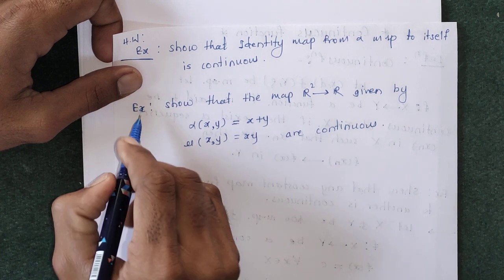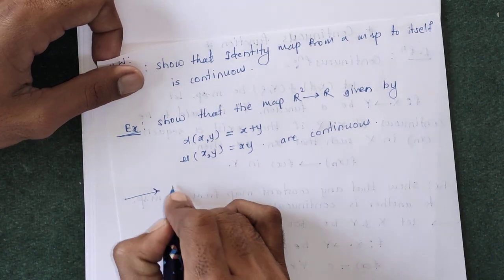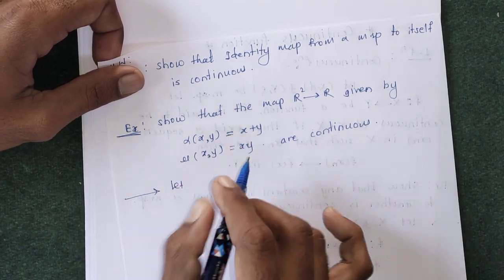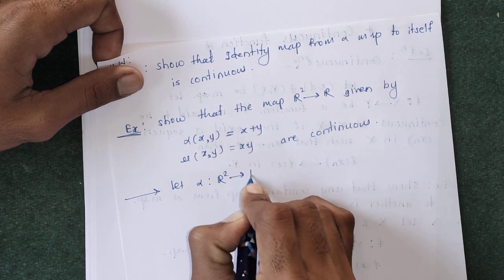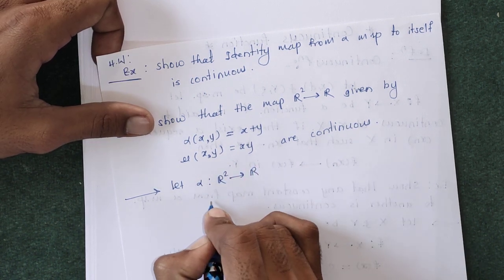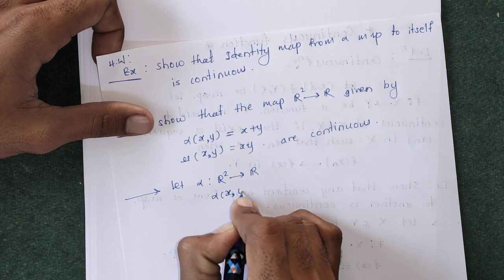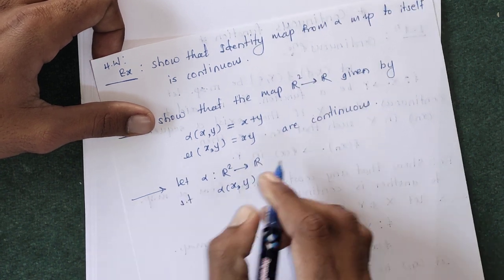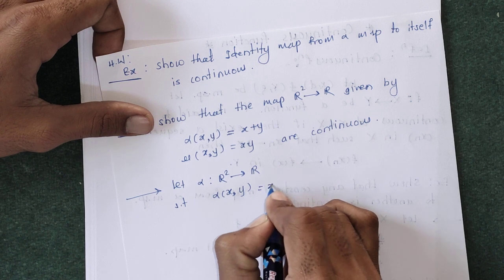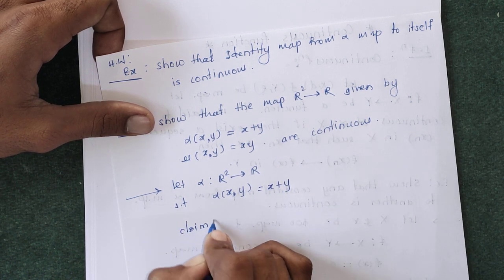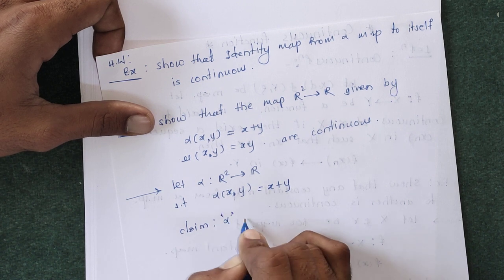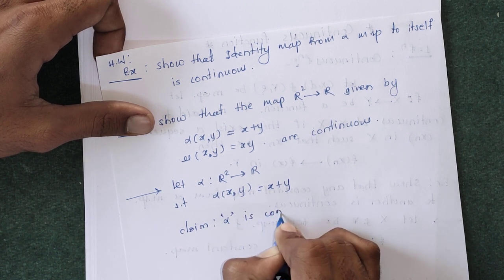So here is the solution. First of all we will prove that the map alpha from R square to R, such that alpha of (x, y) is equal to x plus y, is continuous. The claim is alpha is continuous.